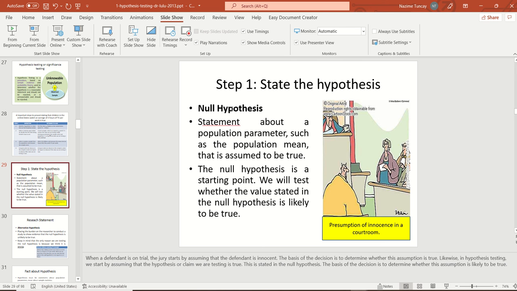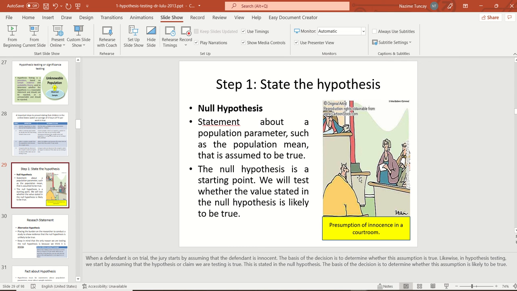We have a statement like the null hypothesis. The null hypothesis is a starting point. We will test whether the value stated in the null hypothesis is true or not.